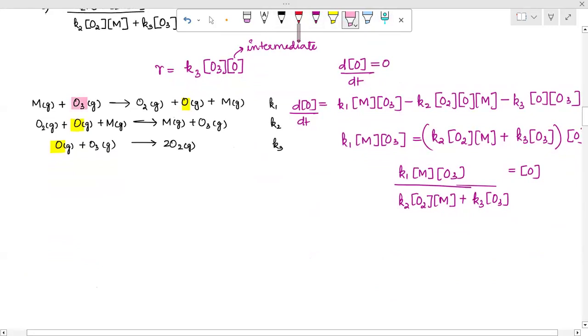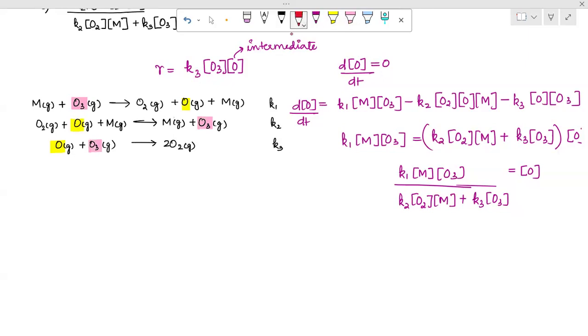You can see that in the first step, ozone is disappearing. In the second step, ozone is being formed, and in the third step, it is disappearing. Correct? So you need to write the expression. Now let's number this. Let's say that this is 1. We have got the expression for O, which is the intermediate, and I have numbered it as 1. All right. Now we have to write the expression for dO3 by dt.